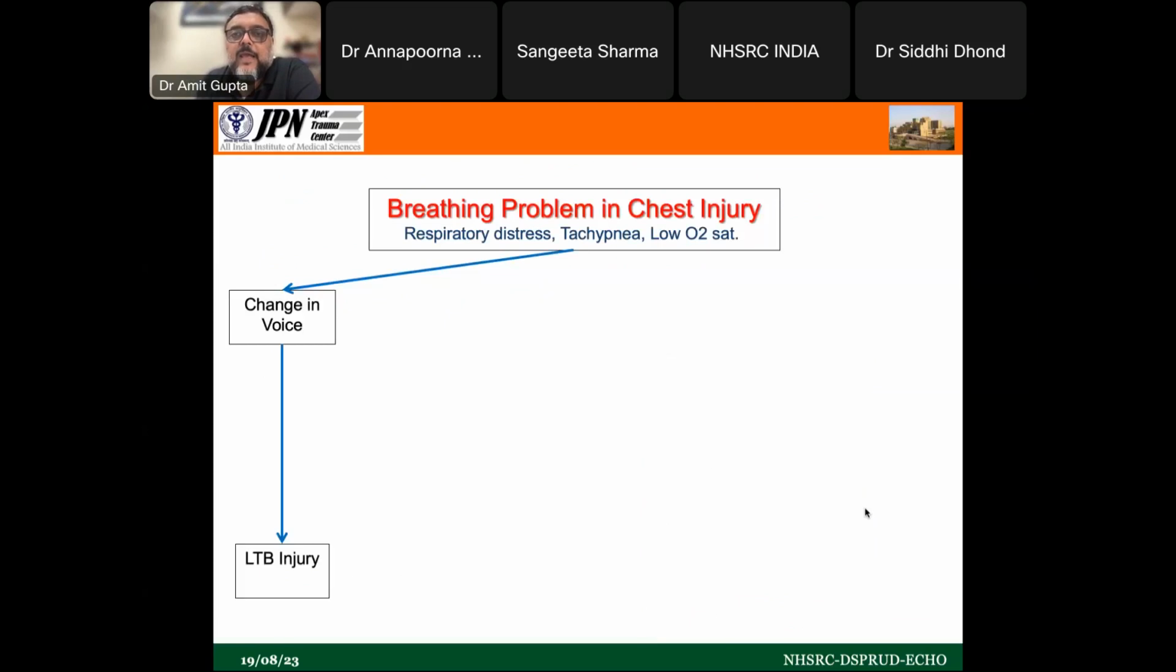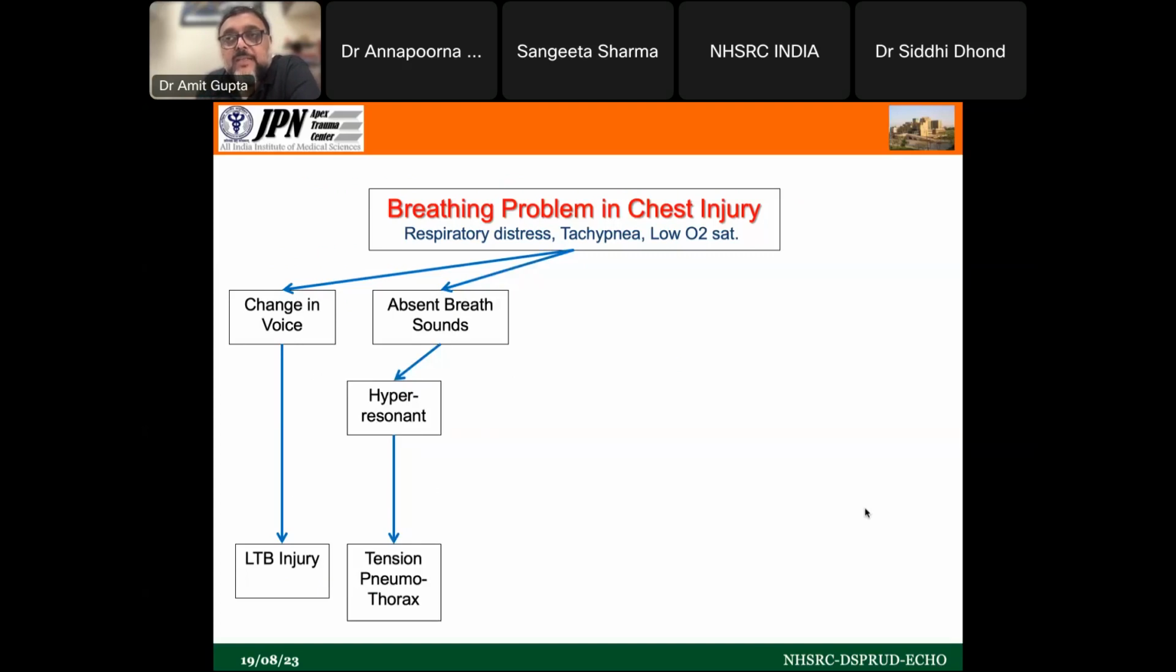Again, if there is a chest injury, if there is a change of voice, remember that this might be a laryngotracheobronchial injury and you need to intubate this patient very fast in the resuscitation phase. If there are absent breath sounds with hyperresonant percussion, there might be a tension pneumothorax. Now, tension pneumothorax is a reality. You should diagnose it clinically and you should insert a needle or your finger in the fifth intercostal space just anterior to the mid-clavicular line. Wherever you do your ICD, that should be the point you insert the needle to decompress the pressure which is being created in the thorax.